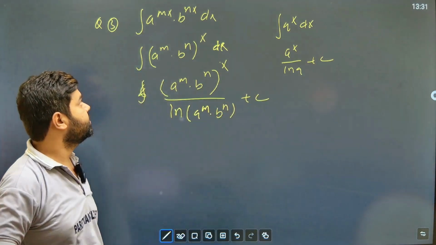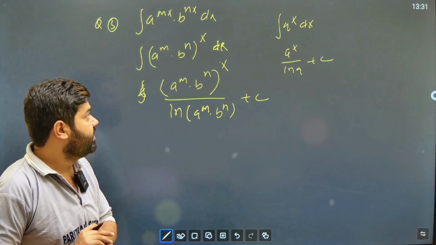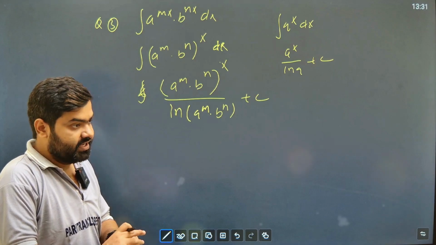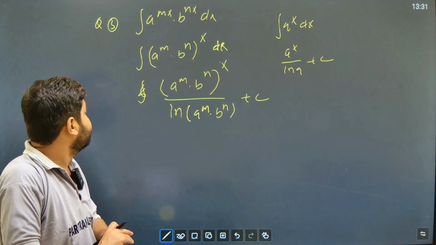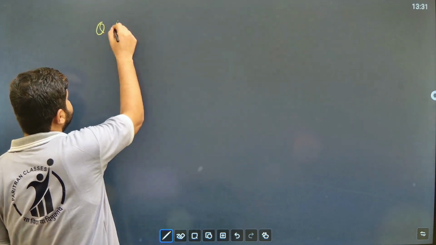So this question is so simple, totally based on the formula of a to the power x dx. Okay, so we can move on to the next question. Our next question is question number 4.